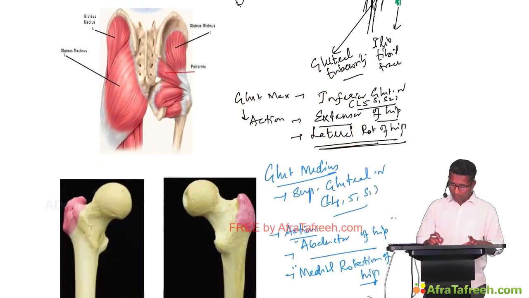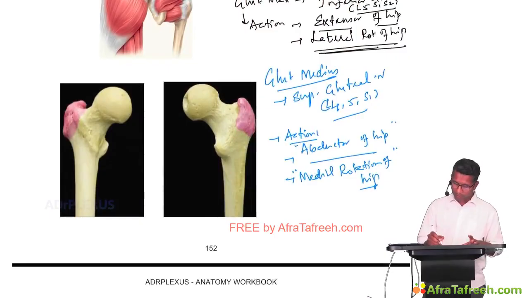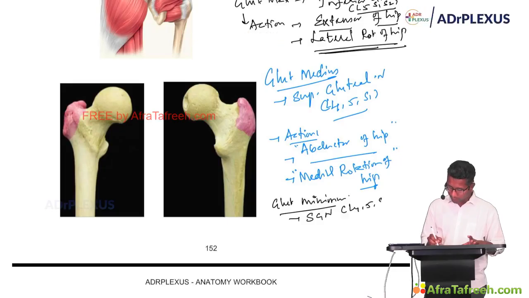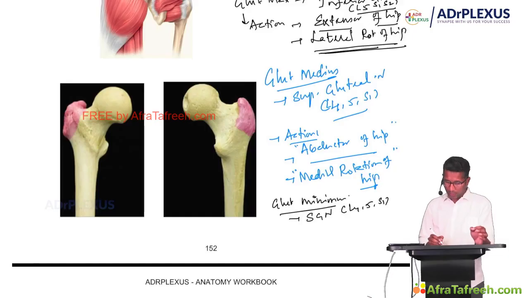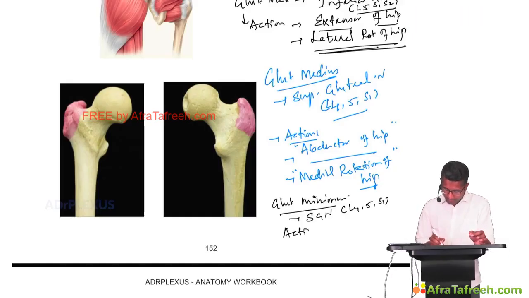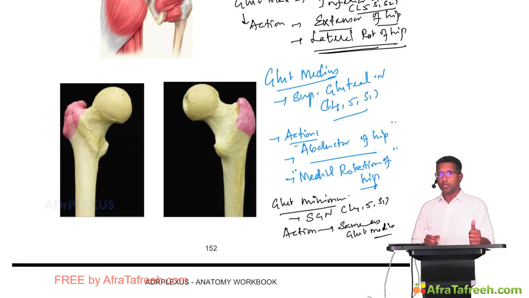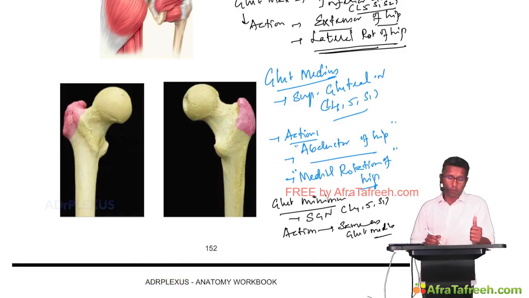Now what is the nerve supply and action of this muscle? Gluteus minimus is supplied by the same superior gluteal nerve, which has root value L4, L5 and S1. The action is the same as the gluteus medius muscle, which means it is going to abduct your hip joint, and it also helps in medial rotation of the hip joint.